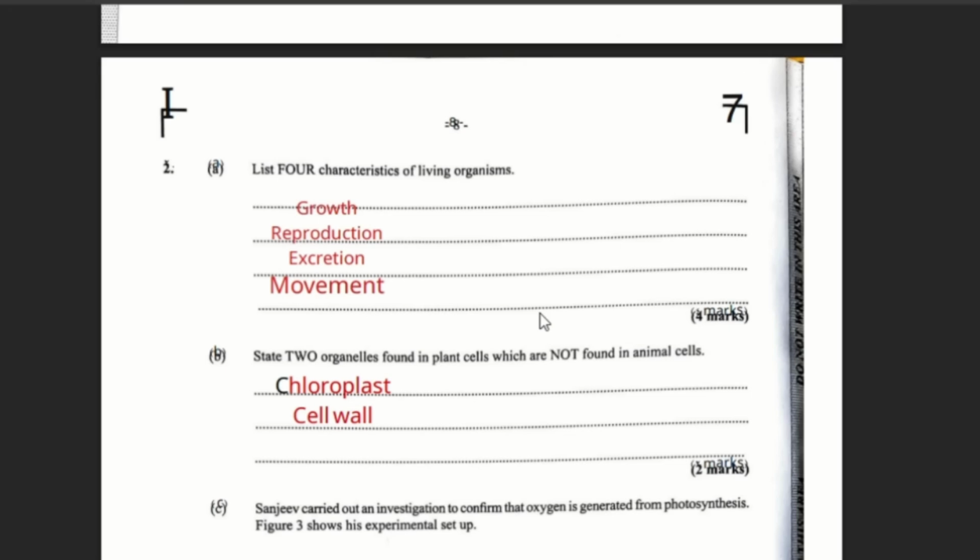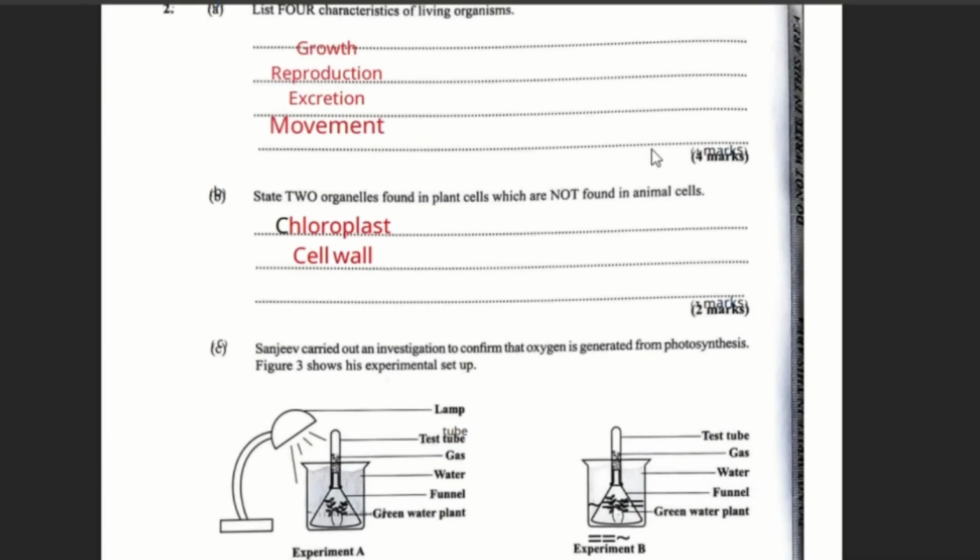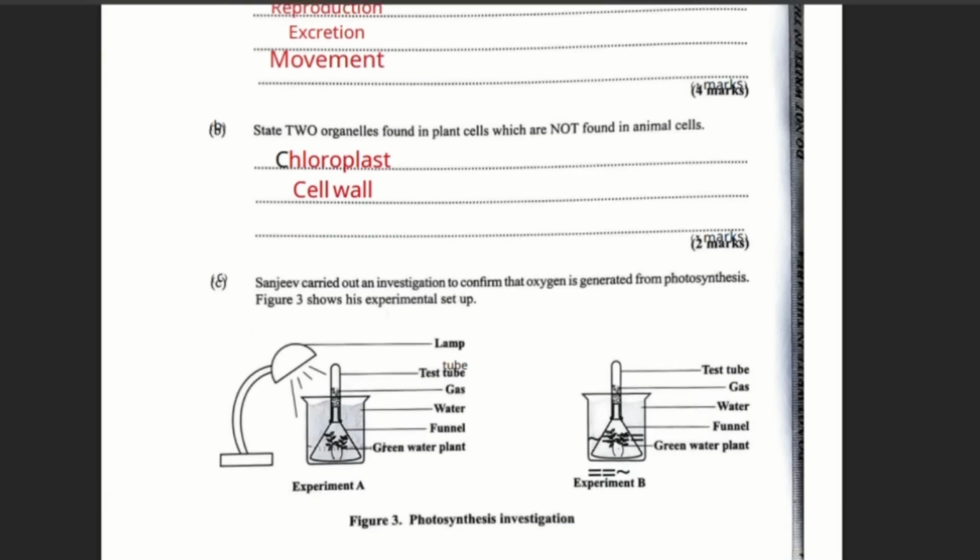Right now, B says name 2 organelles found in plants that are not found in animals. So basically, a chloroplast is very unique to plant cells, and a cell wall is also unique to a plant cell. You could have maybe put large vacuole because you'll only find a large central vacuole in the plant cell, and it's not found in animal cells. So that could be a possibility.